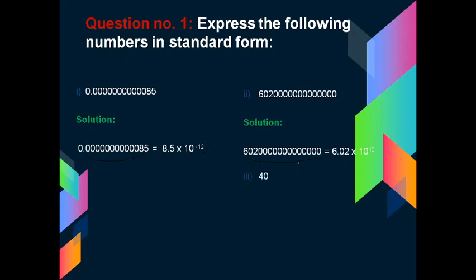Then the next question is question number 3, 4040000.00. Now this is the question where already decimal is given and non-zero digits are given at the right side. So we have to shift this decimal from right to left. So here the solution will be, we will shift this decimal from right to left as we have to convert it in a standard form.